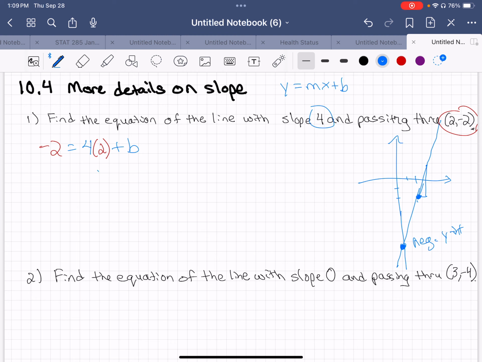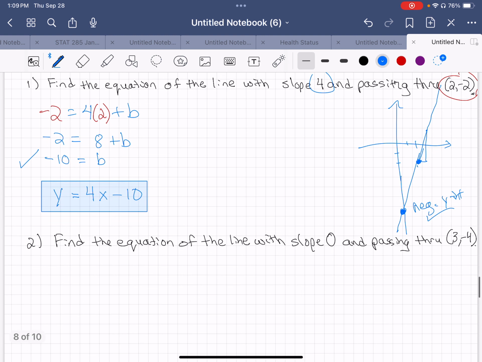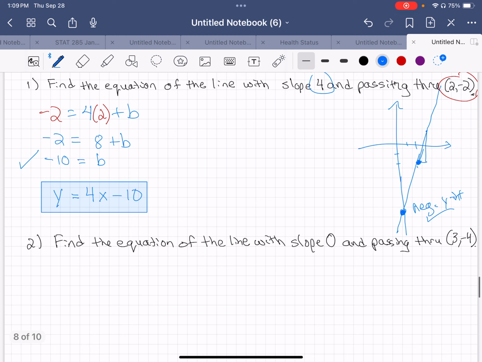So 4 times 2 is 8. So I have 8 plus b equals -2. Subtract 8 from both sides, so I get -10 equals b. That is my y-intercept. Negative, check, that matches. And so I have the equation of the line: y equals 4x minus 10. I hope that's becoming a little bit fun for you as we are becoming more familiar with it.